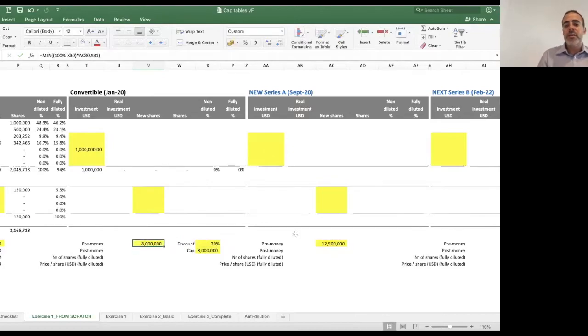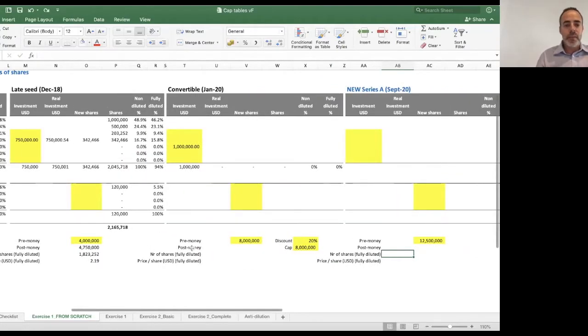You see? So if the Series A is at, let's say, 125 million, the convertible will still convert at 8 million because that's the cap. But if things don't go too well and you actually have a Series A at 7.5 million, the convertible will come in at a 20% discount at 6 million. Okay, that's how it works.